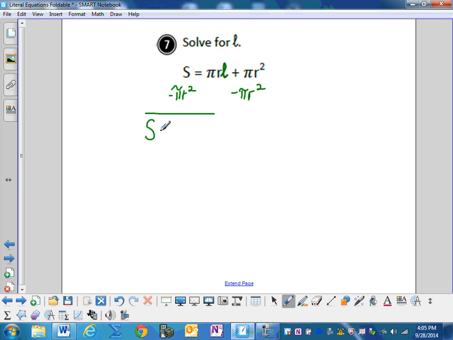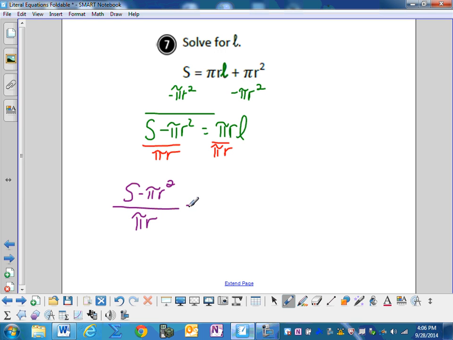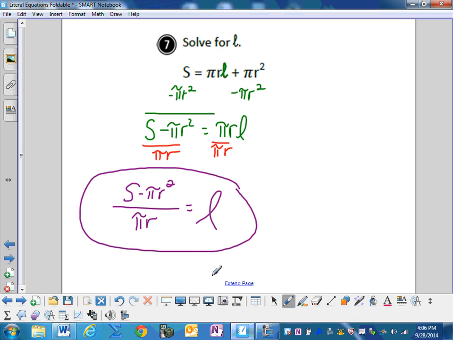S minus pi r squared is equal to pi times r times L. So now I'm going to divide by pi r to isolate L. Which leaves me with, in the numerator, S minus pi r squared, divided by pi r equals L. And that's as far as we're going to reduce that one.